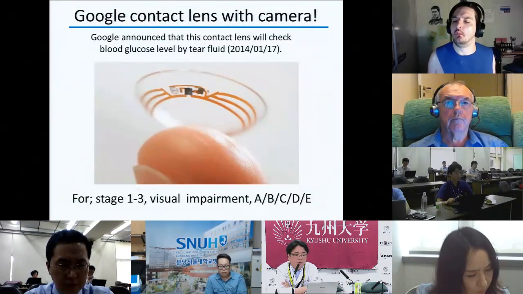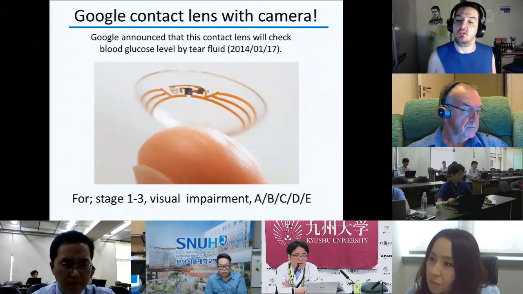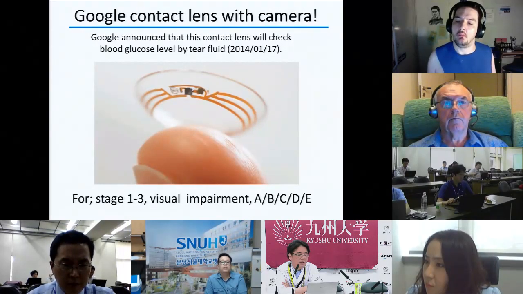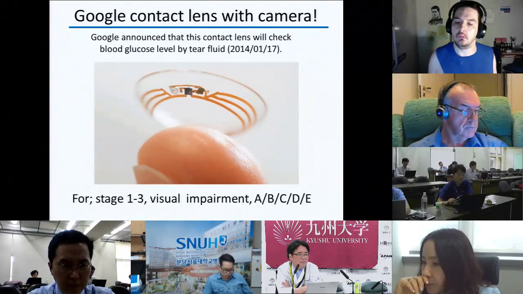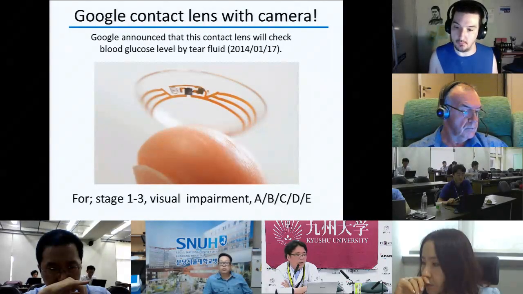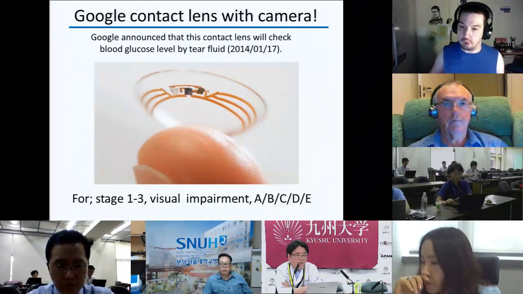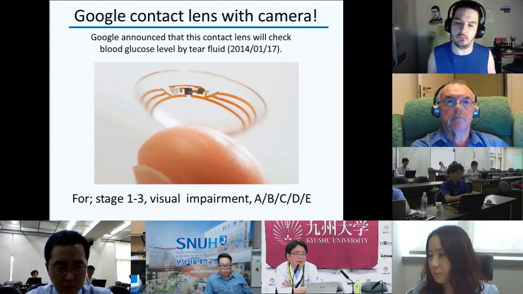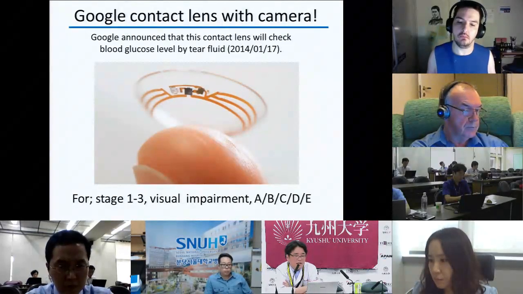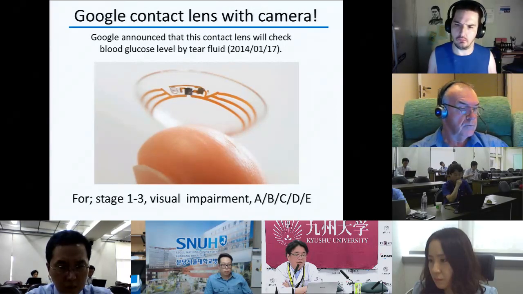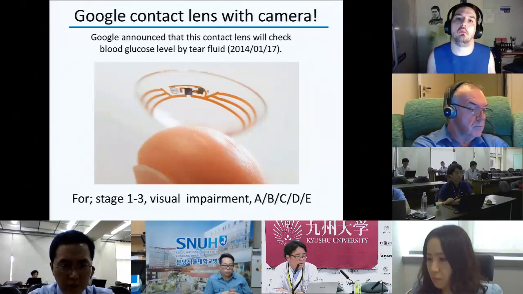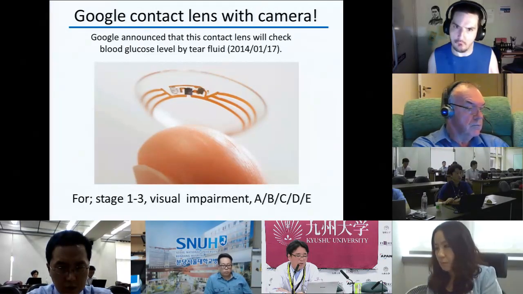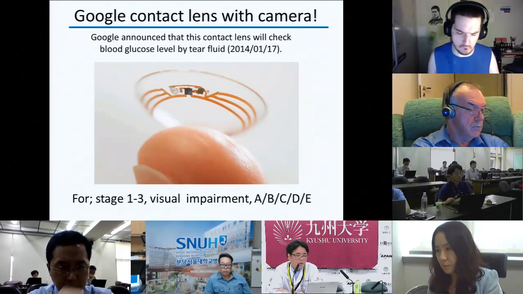This is also from Google, a contact lens with a camera. They provided the news at the beginning of this year. This contact lens has a camera, and in the future this contact lens can assay the glucose level by tear fluid for diabetes patients. This is a really amazing innovation, I think. This is good for stage 1 to 3 and for visual impairment and all of the cases, A, B, C, D, E.